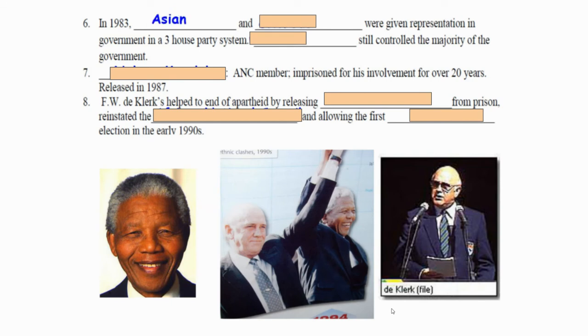In 1983, Asians and also coloreds in South Africa were given representation in the government's three-party system. And eventually, whites are still going to control the majority of the government, but this is one of the first times that minorities, I shouldn't say political minorities, not necessarily population minorities, were given a voice within the South African government.